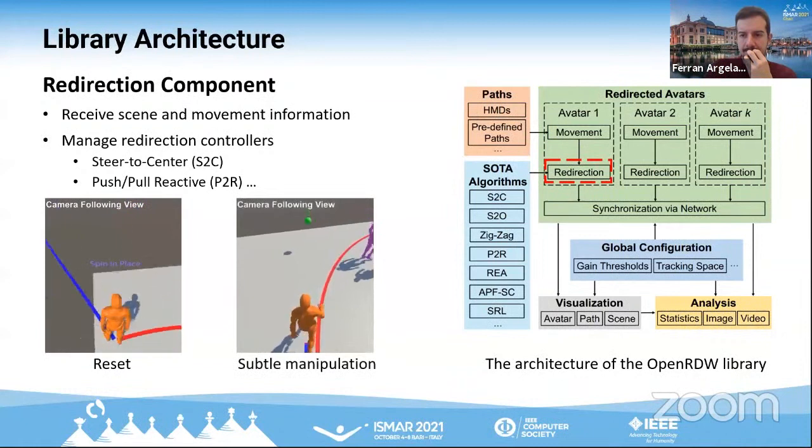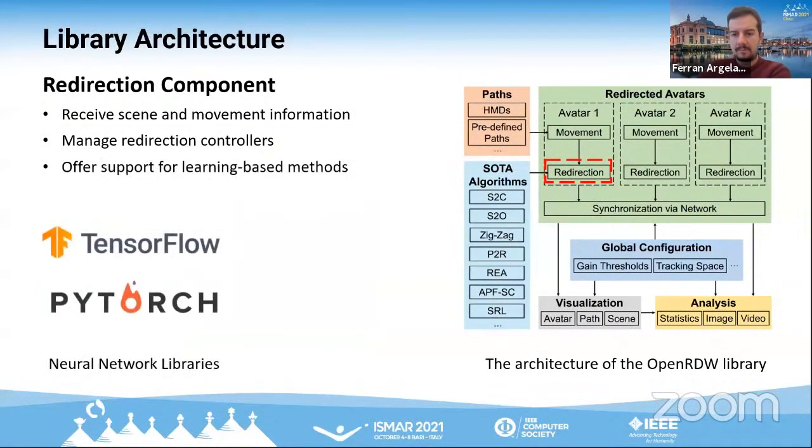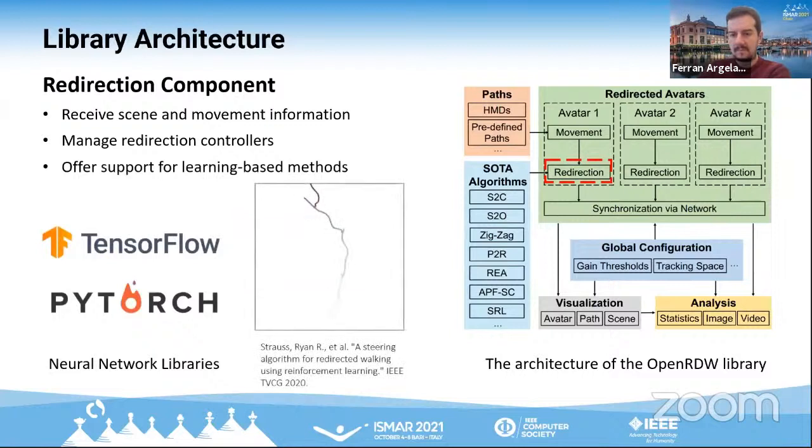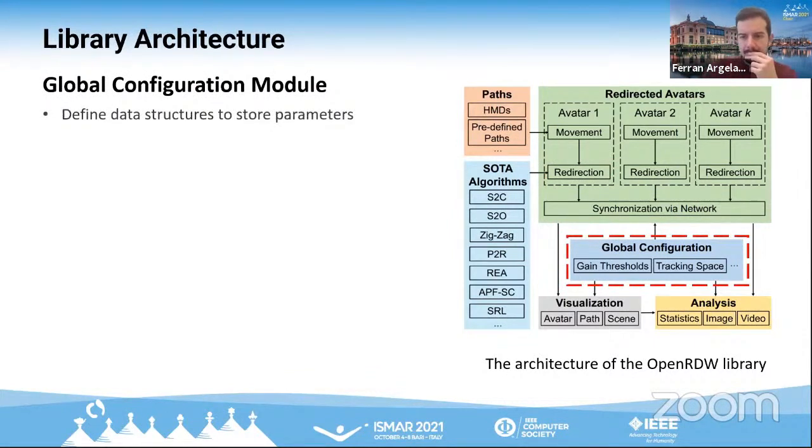Otherwise, subtle redirection controllers will be called for imperceptible manipulations. Our redirection component also offers support for reinforcement learning methods. We also implemented the state-of-the-art reinforcement learning method as a built-in example. The global configuration module defines data structures to store gain thresholds, tracking space, and other parameters. This module also controls the beginning and the end of an experiment.